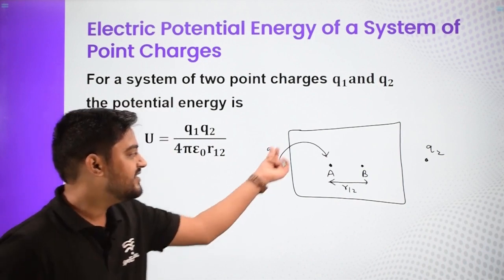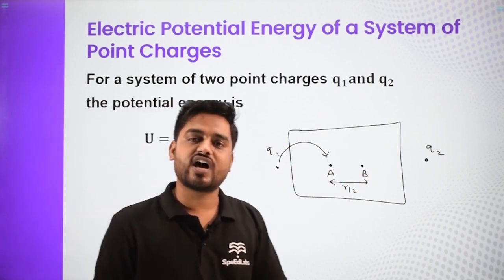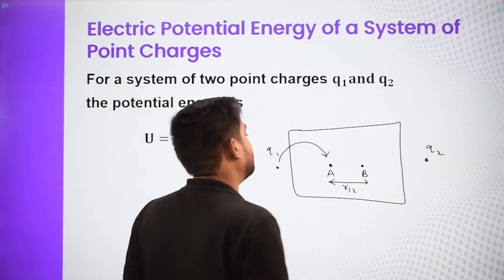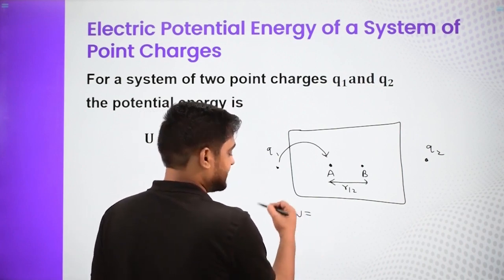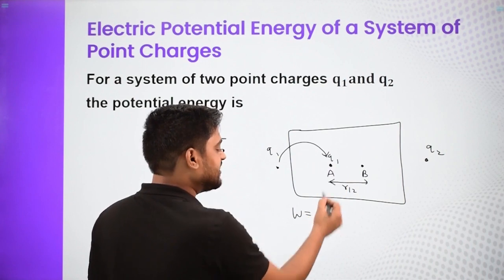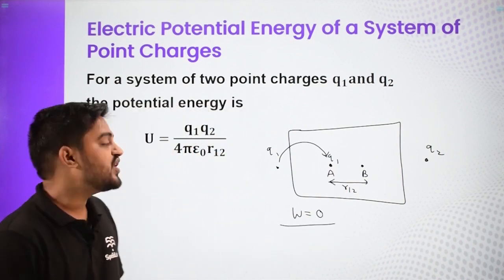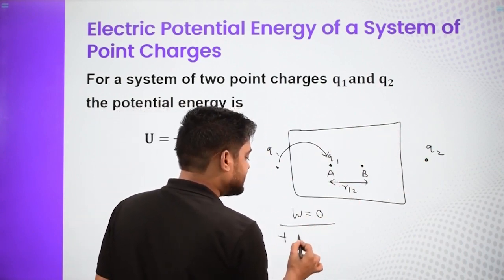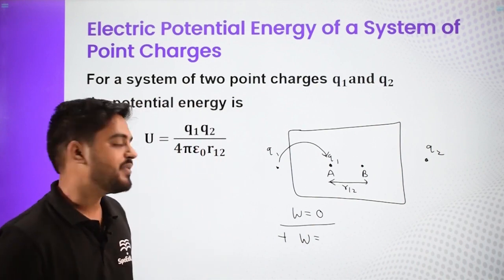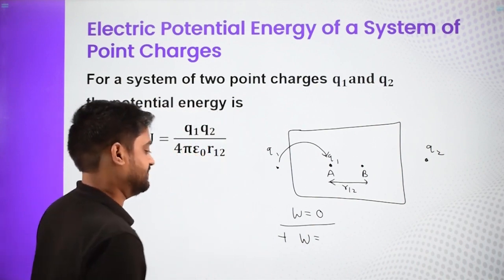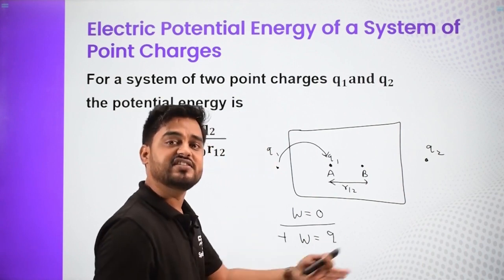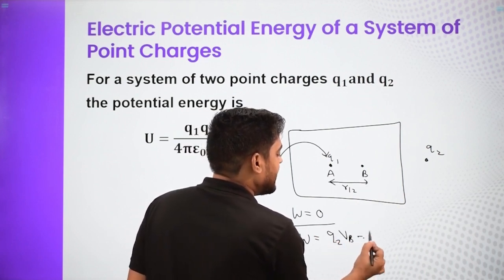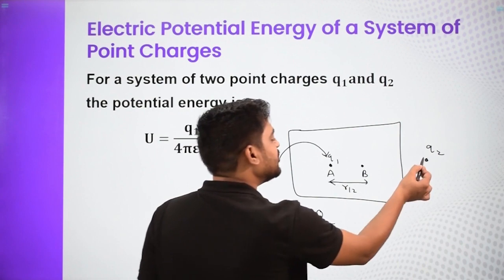When we bring Q1 into this space, there is no other charge, so there is no electric field. We are not doing work against any electric field, hence the work done by us in bringing Q1 is zero, because we got no opposition. When we move Q2 here, we do some additional work. Work done is given by Q delta V, since work done per unit charge is potential, so it is QV, where Q is the charge we bring, Q2, and V is the potential at point B.